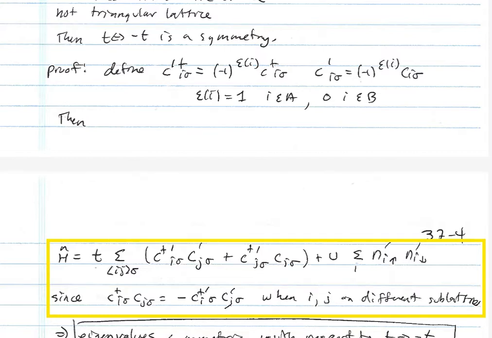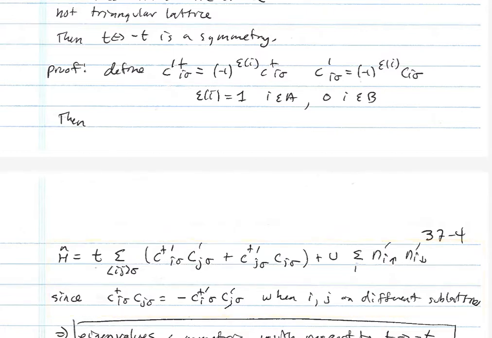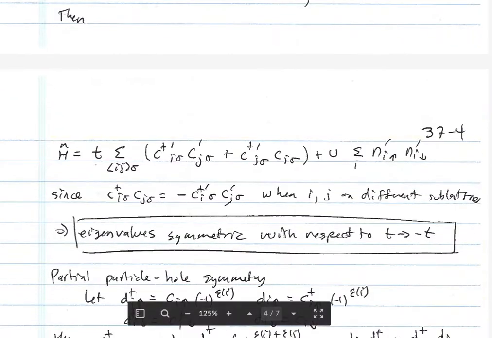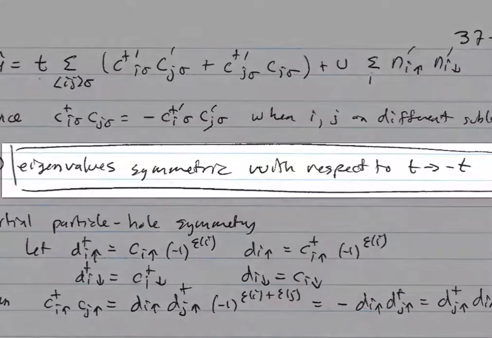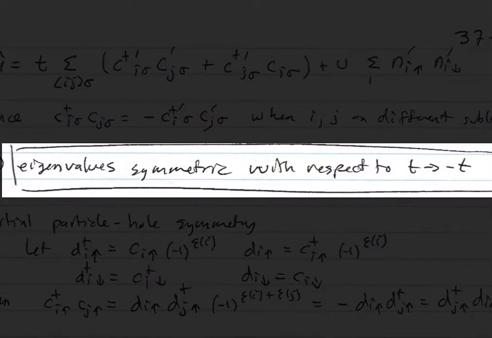So the hopping is going to change from minus t to plus t, as shown in what's written out for the Hamiltonian. Just note that there's a prime that got dropped off of that last C j sigma in the hopping term. So C dagger i sigma C j sigma is equal to minus C prime dagger i sigma C prime j sigma when i and j are on the different sublattices, and that's the reason why that holds. And what that tells you, because this is a unitary transformation, is that none of the eigenvalues have changed. The eigenstates may change, but the eigenvalues have not changed. And that means the set of eigenvalues is symmetric with respect to t going to minus t.